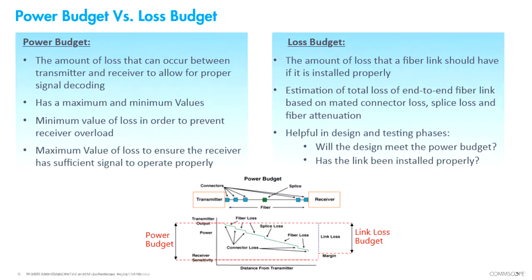Obviously, the power budget and loss budget are related. A fiber link will only operate if the loss is within the power budget. This I want to reiterate: the fiber link will work only if the loss is within the power budget. Always remember, the calculated loss budget is an estimate that assumes the values of component loss and does not take into account the uncertainty of the measurement.